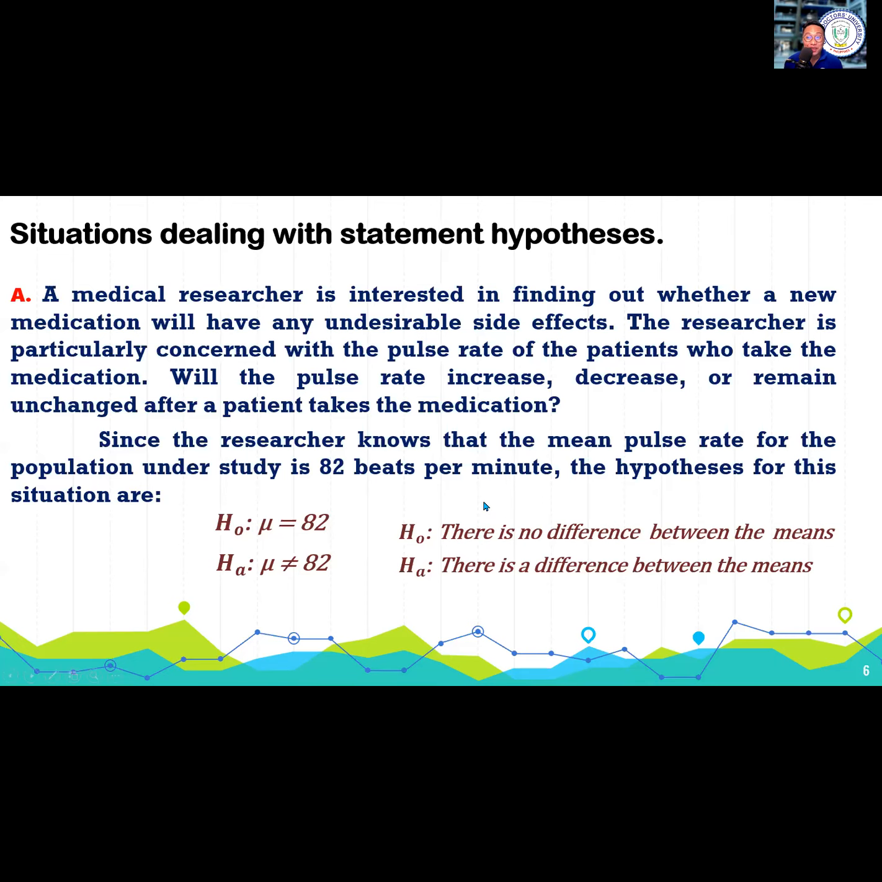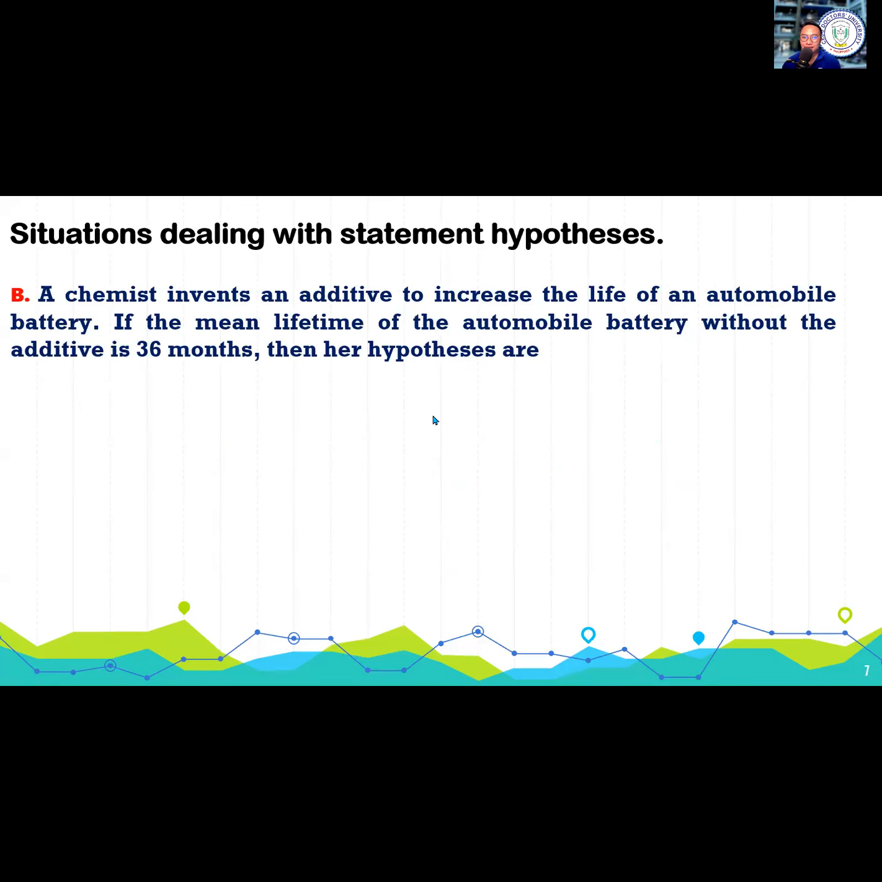Okay, so let's have another example. A chemist invents an additive to increase the life of an automobile battery. If the mean lifetime of the automobile battery without the additive is 36 months, then her hypotheses are. So what is the null hypothesis? Equals to 36? Okay. Is that a question, Krisa, or an answer?